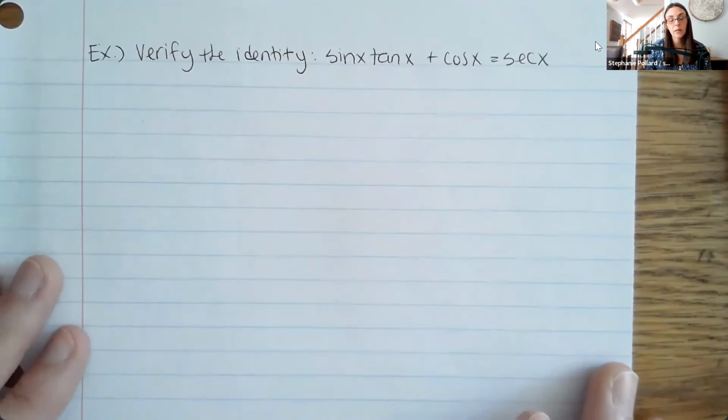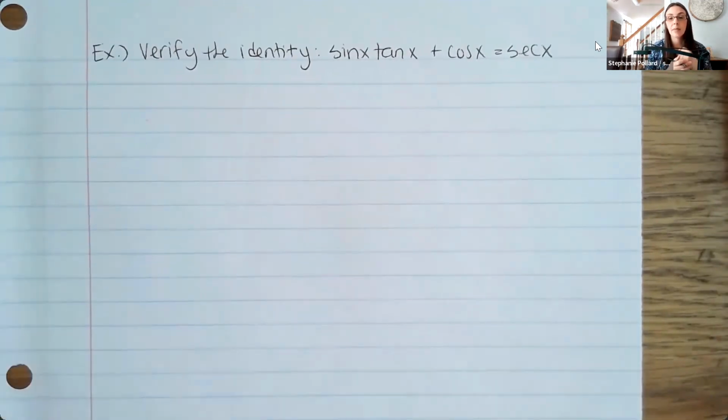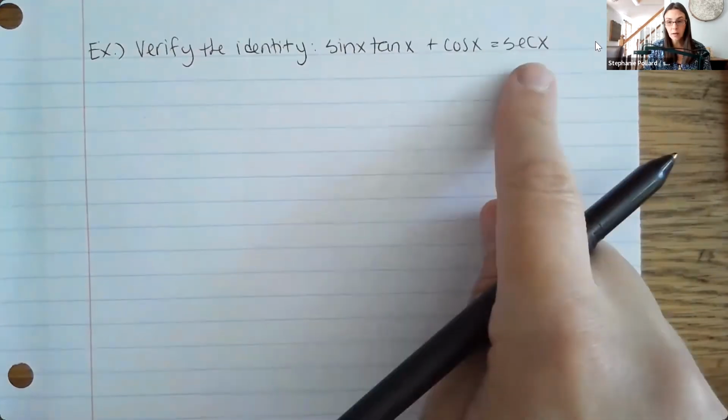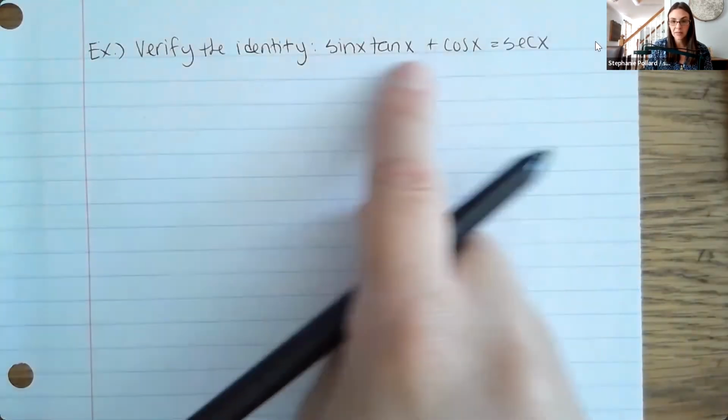All right, so we're gonna do another one. Verify the identity: sine x times tangent x plus cosine x equals secant x. It's usually easier to move from the side of the equation that has more stuff than to the side that only has one. So I recommend here starting with the left-hand side.